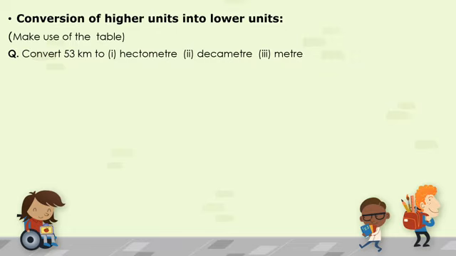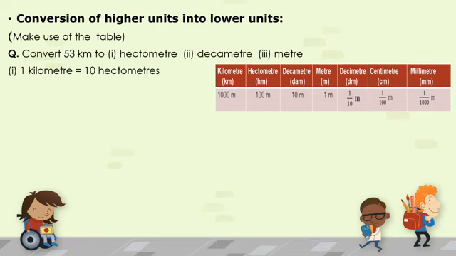Okay, now let's do one more exercise to understand this conversion better. Same, higher unit to lower unit. And what do we do in that? From higher unit to lower unit, we multiply. So make use of the table to solve the question. Here, convert 53 kilometer to hectometer, decameter and meter. So here one question is given, 53 kilometer, and now you have to solve. Okay, you have to convert this into hectometer, decameter and meter.